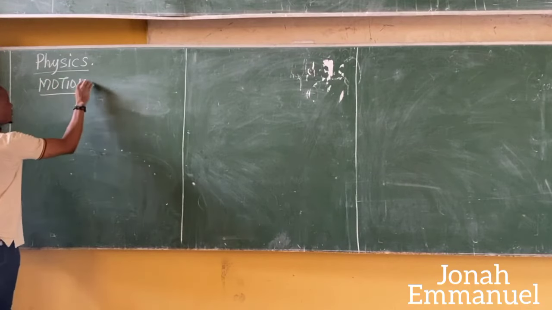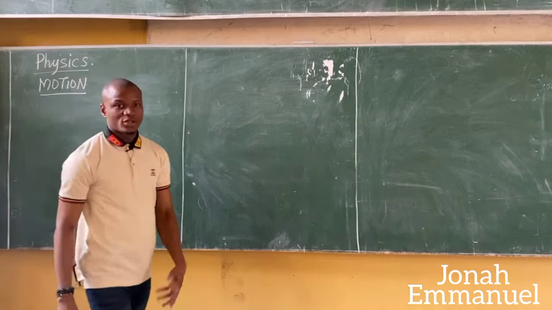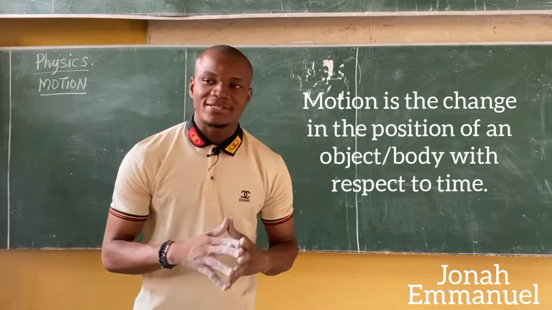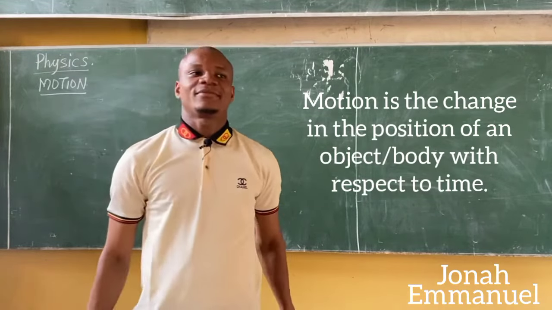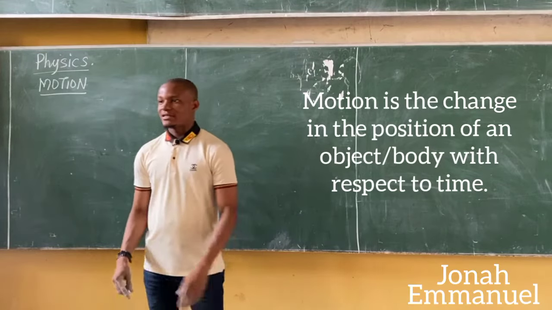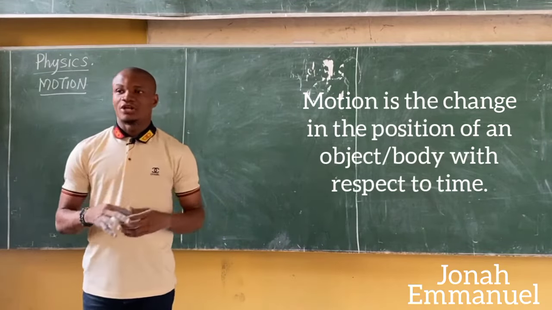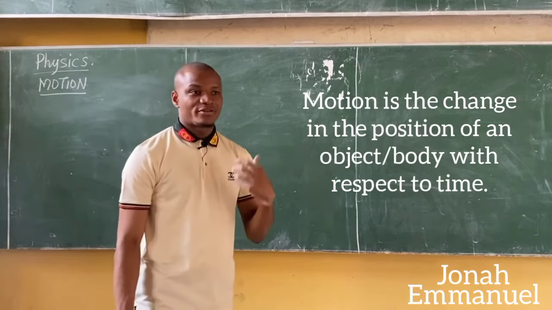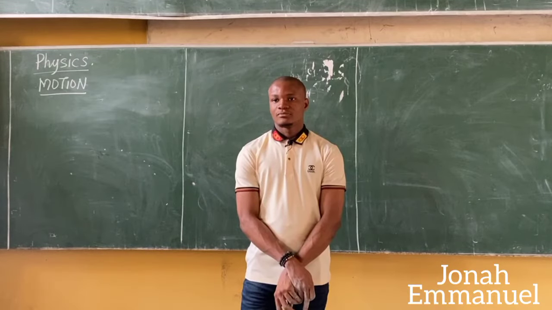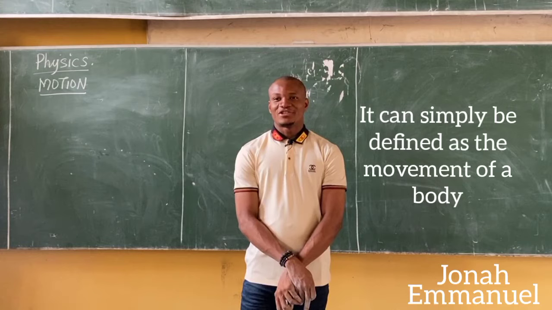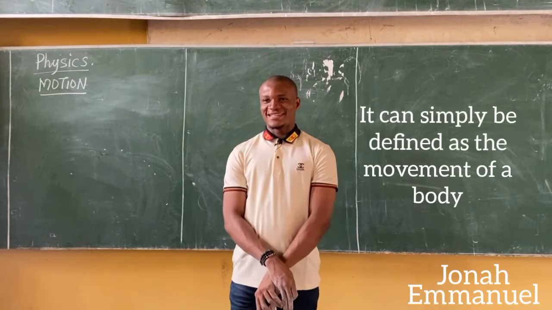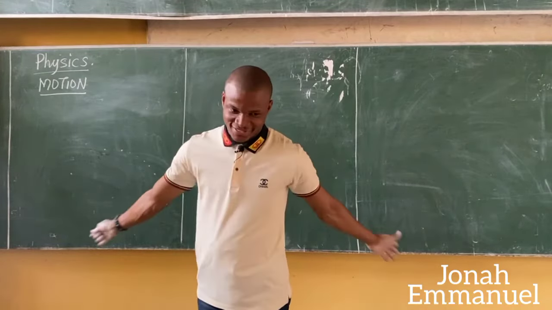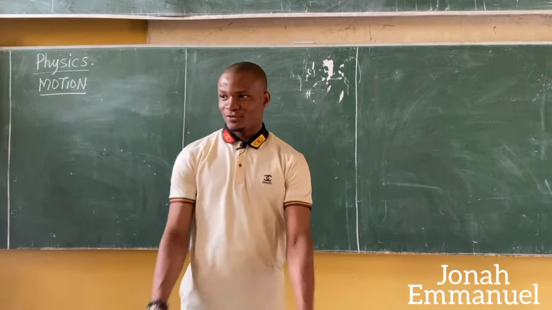Let's consider motion. Definition: motion is defined as the change in the position of an object or a body with respect to time. That's all. Motion can be defined as the change in the position of an object or a body with respect to time. Full stop. Let me now use your own definition. It can simply be defined as movement. That's a layman's definition. It can simply be defined as the movement of a body. That's it. Right? That's motion.